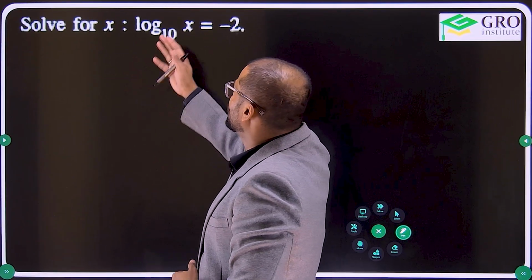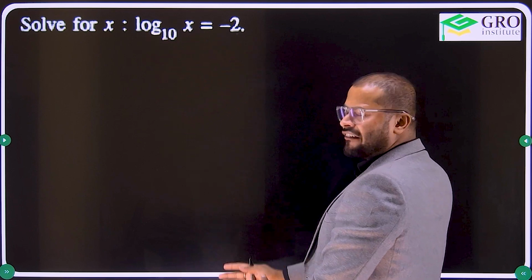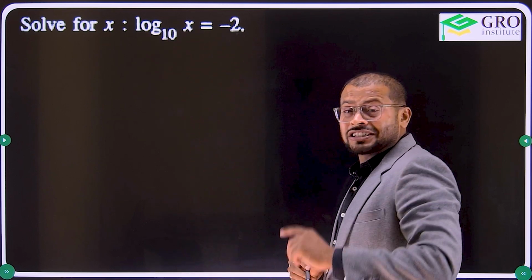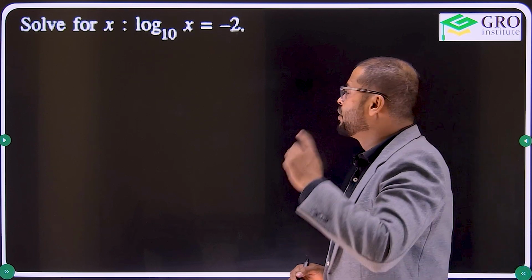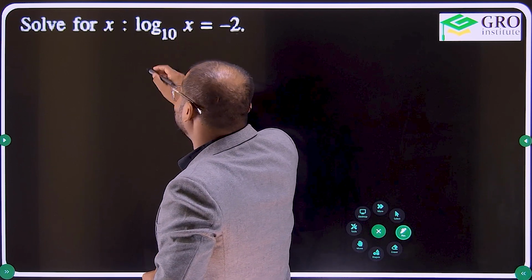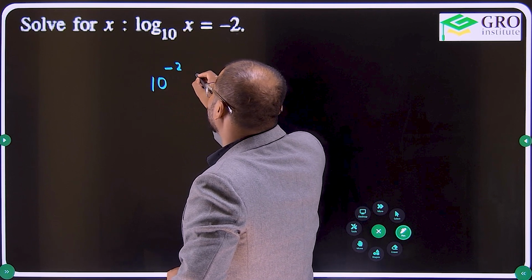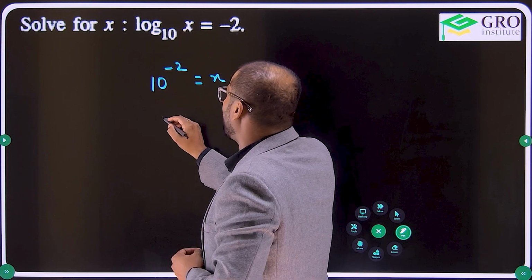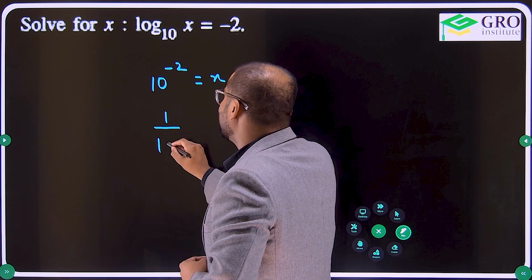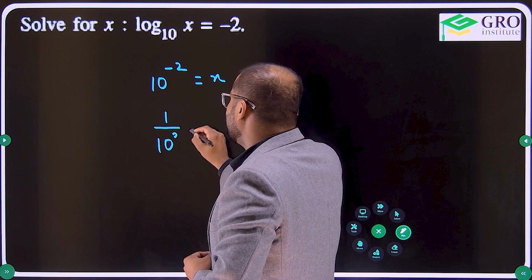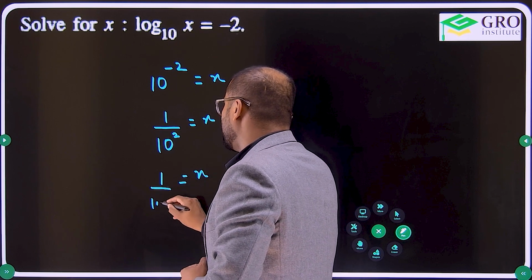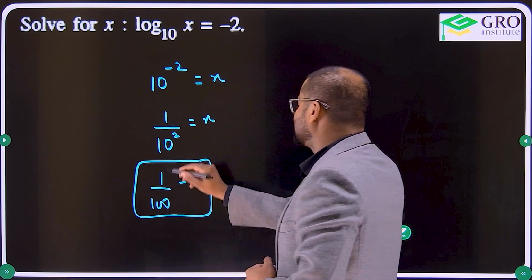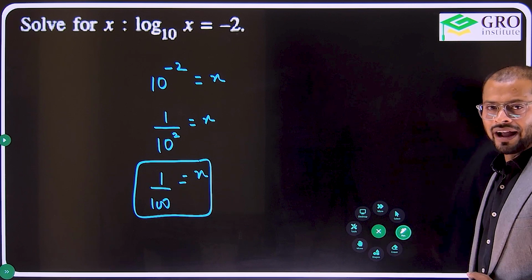Solve for x: log of x having base 10 is equal to minus 2. This is logarithm form. Now we'll convert it into exponential form. So base remains base, 10 to the power minus 2 is equal to x. First of all, convert it into positive power. It is going to be 1 by 100. So x is equal to 1 by 100.